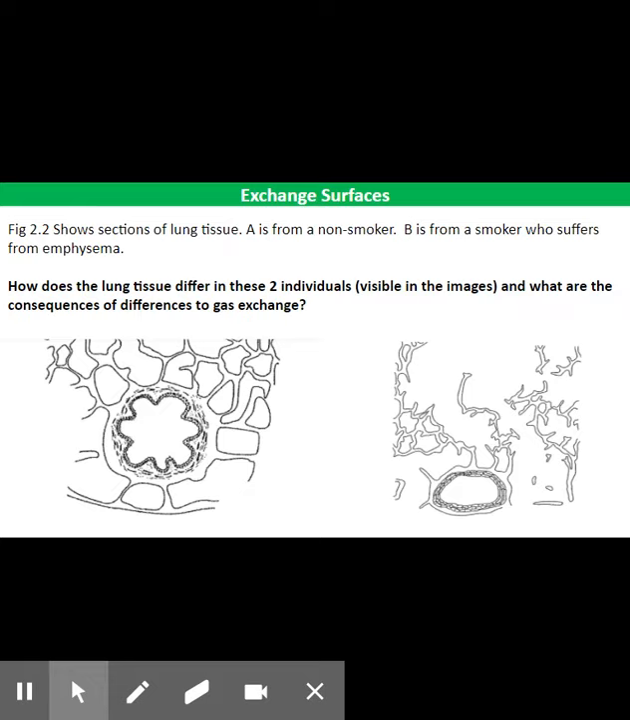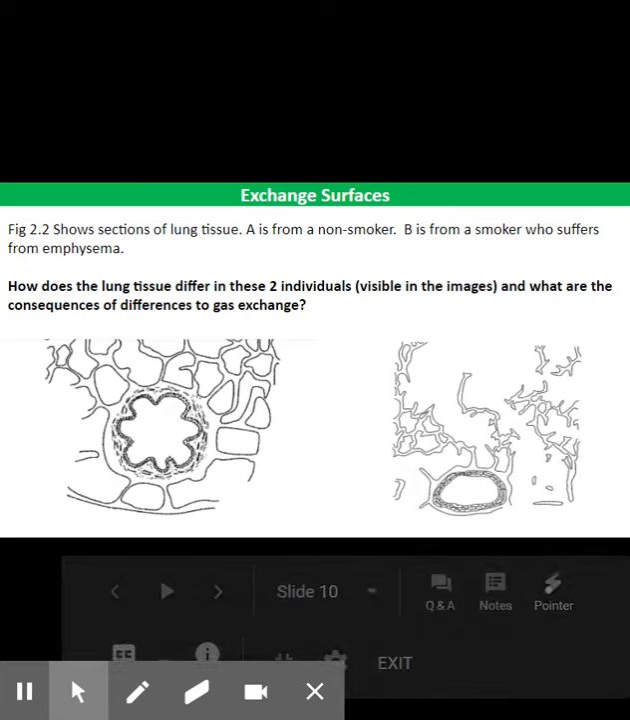So in the image on the right-hand side, the one from a smoker, you can see that we've got ruptured and collapsed alveoli, i.e. we have fewer alveoli. This means we have larger air spaces, but smaller surface area. As a result, gas exchange is going to be less efficient as the rate of diffusion is slowed due to the smaller surface for exchange to take place.